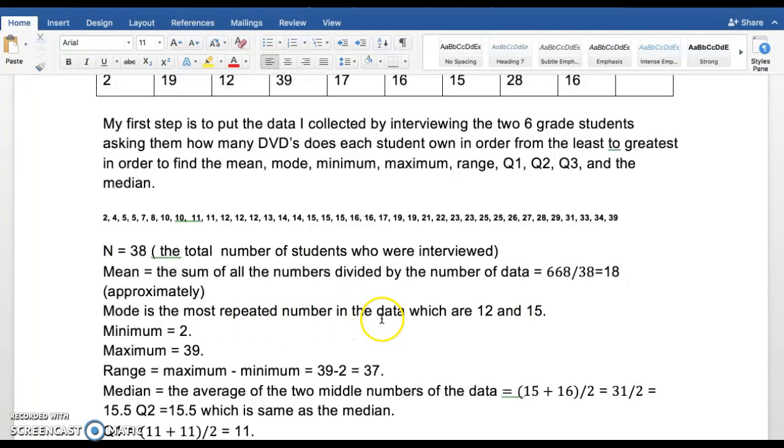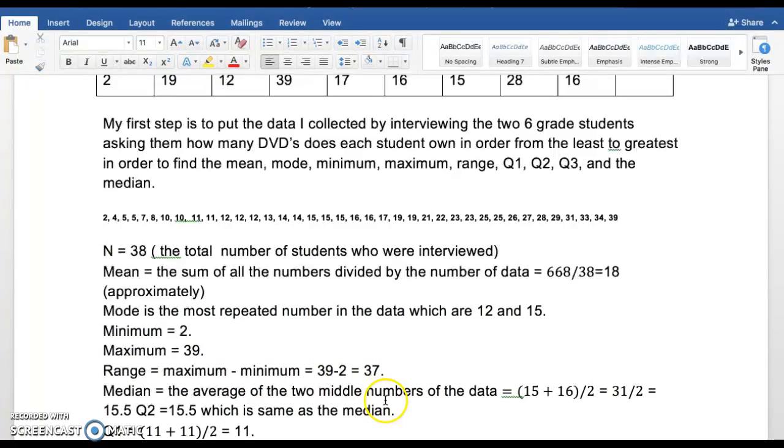Mode is the most repeated number in the data, which are 12 and 15. If you look here, how many 12s do we have? 3. And how many 15s? 3. Those are the most repeated numbers in this data. The minimum is 2 and the maximum is 39. Range is maximum minus minimum, which is 39 minus 2, 37.